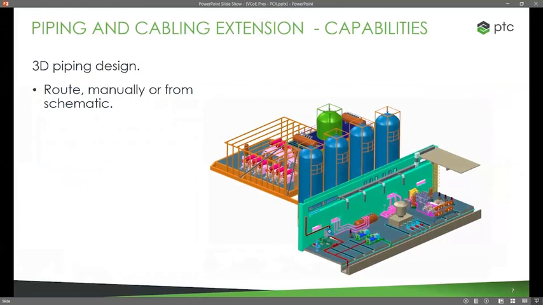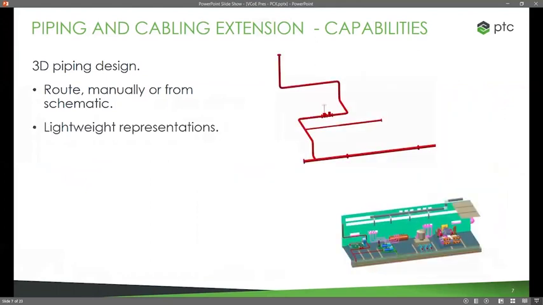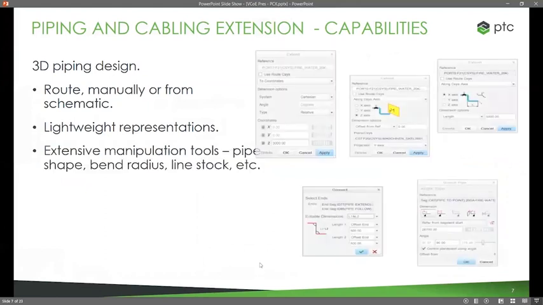For the 3D piping design, this is also covered in the extension, either automatically route or manually route. It could be a lot easier to do this from the schematic. It might just be easier to route a few pipelines more in a manual effort. Once we have them routed, we also have the ability to do lightweight representations of these. It tends to be messy, so if I have a very large assembly, it's nice to have a very simple representation of those lines for pipe routes.